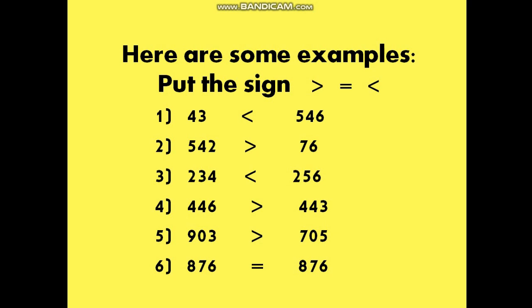903 and 705. This we can compare as it is. The first digits are different. At the hundreds place the digits are different. So what do we do? 900 or 700. Which one? 900. 903 is greater than 705. And the last one is 876, and here also 876. They both are the same.